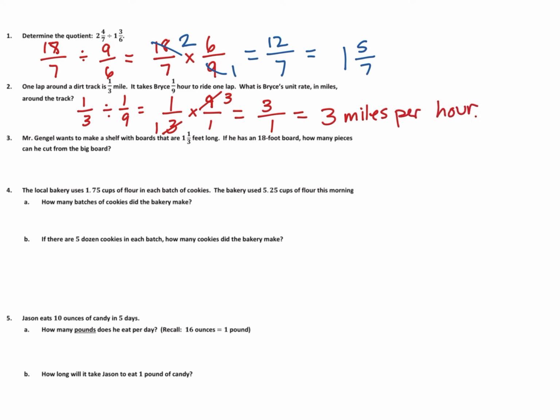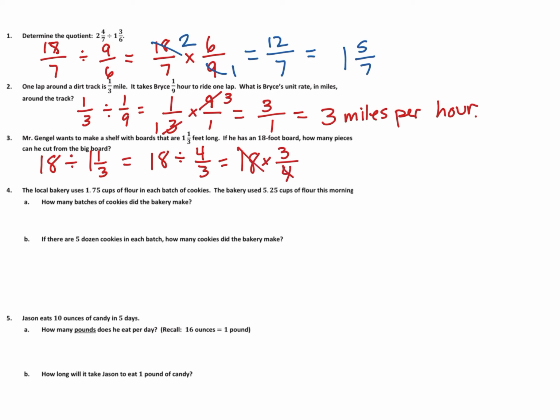Number 3, Mr. Gingle wants to make a shelf with boards that are 1 1/3 feet long. If he has an 18-foot board, how many pieces can he cut from his big board? So 18 feet split into 1 1/3 foot pieces. We're going to convert 1 1/3 from a mixed number to an improper fraction. 1 times 3 is 3, plus 1 more makes 4.